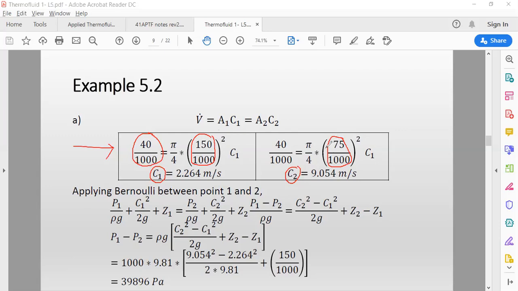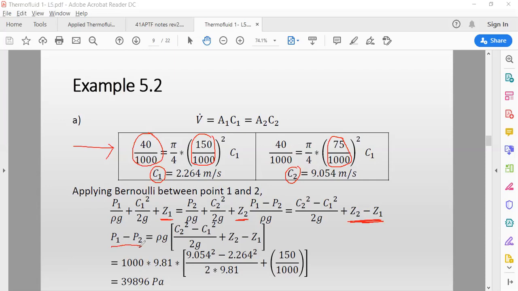So next, we apply our Bernoulli equation. As I mentioned, we need to re-derive it again. This time round, we cannot omit the Z1 and Z2. Z1 and Z2 must be there. What we want to find out is the pressure difference. So again, we group the pressure on one side, P1 minus P2.